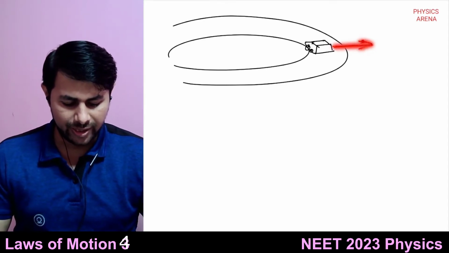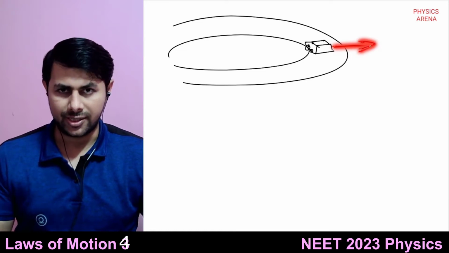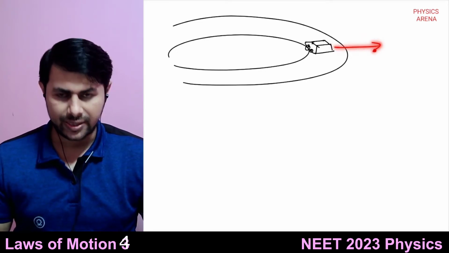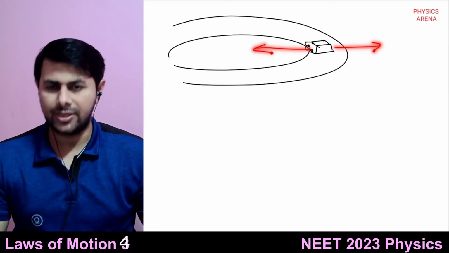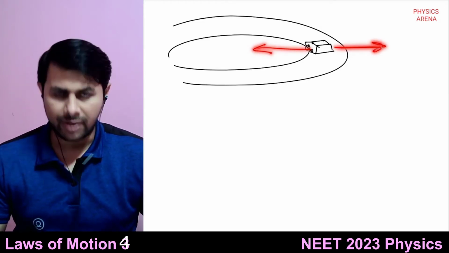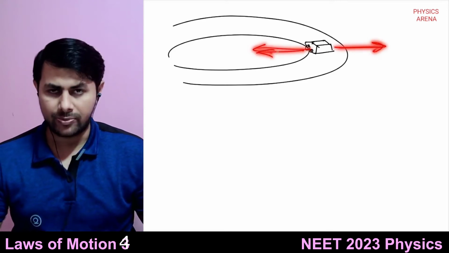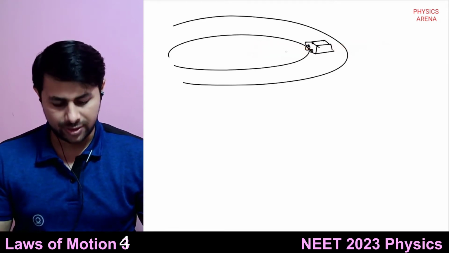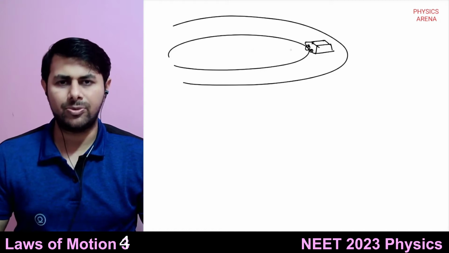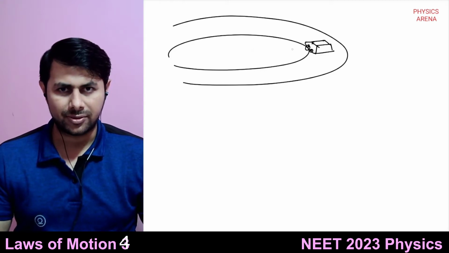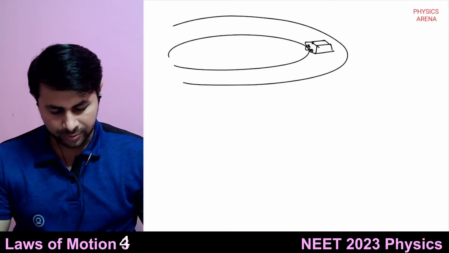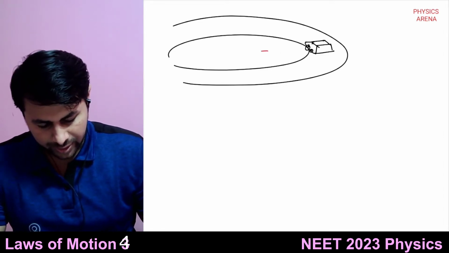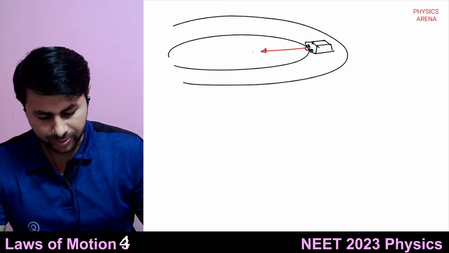So skidding will be in this direction. If there is a skidding, it will be in this direction, so the frictional force is acting in the opposite direction to that. Skidding is away from the center, so frictional force therefore acts towards the center. So it is the frictional force which provides the centripetal force.